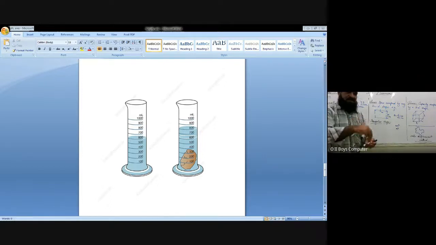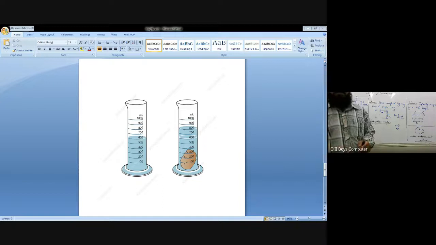Apparently, when we immerse the stone or object into the water, the water level will rise. The difference between the final and the initial level of the water will give us the volume of this irregular object.